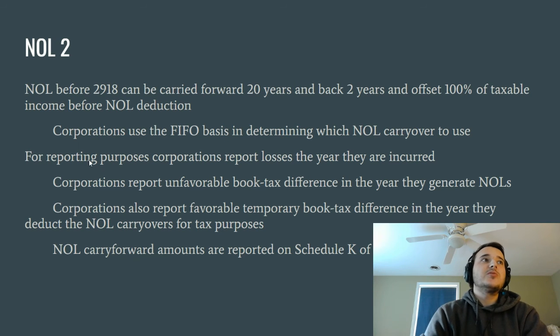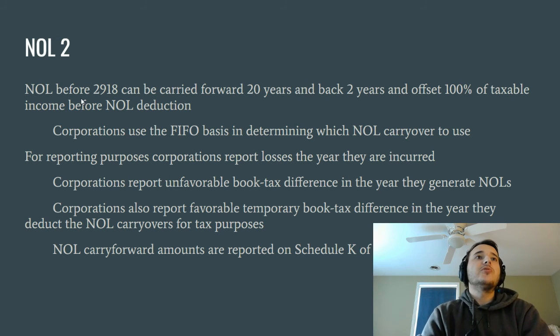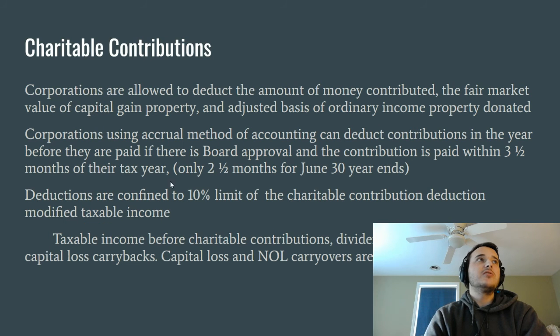For reporting purposes, corporations report losses the year they are incurred, and corporations will report unfavorable book tax difference in the year they generate these NOLs. Corporations also report favorable book tax difference in the year they deduct the NOL carryover for tax purposes. And this NOL carryforward amount is reported on the Schedule K, Form 1120.